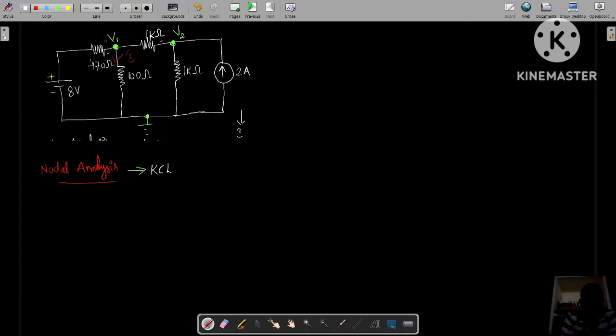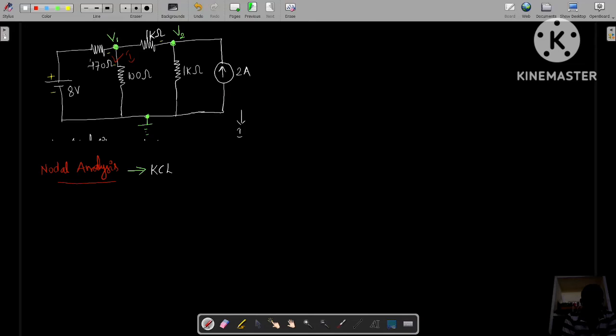Here, I am assuming all the currents as outgoing currents except where a current source is connected to that node. That current must be considered according to its direction. If you observe in the second node, the current is entering the second node according to the current source. In that case, we need to take its actual direction. We cannot assume the opposite or a different direction.